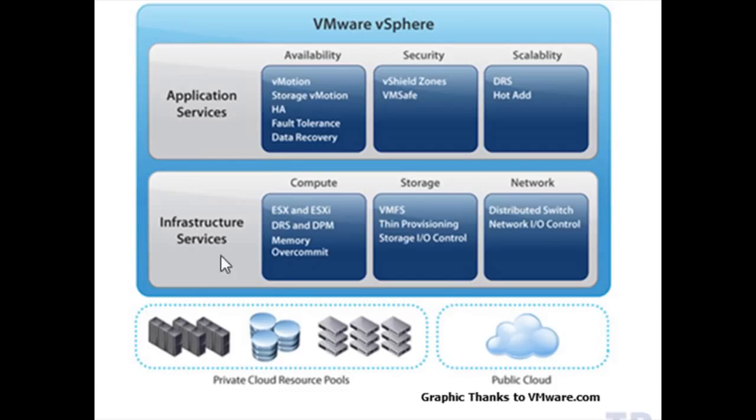And VMware vSphere has different types of services, or you can just think of them as features included in vSphere. So there's infrastructure services, which is really ESX and ESXi. The features they provide, like the distributed resource scheduler, memory overcommitment, there's application services, things like vMotion, high availability, data recovery, security, and scalability features. All these are just features inside VMware vSphere. You don't have to worry about those right now since you're just getting started with virtualization. vSphere has all these different features.